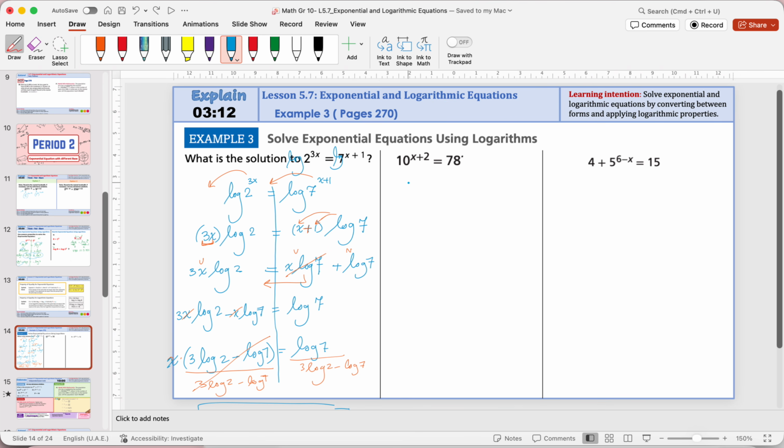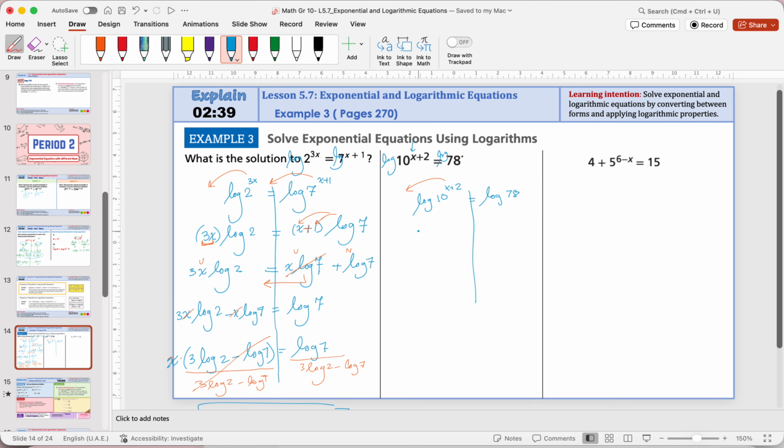You can do that. But again, I will stick to this method because I really want you to practice doing this method. Again, what do I do? Since they are different bases, just take log of both sides. That's it. Very easy. Also, this type of question is way easier when you only have one variable. So it's again log 10^(x+2) equals log 78. Now what do I do? Just pull out that variable. Here I don't have a power, only here.